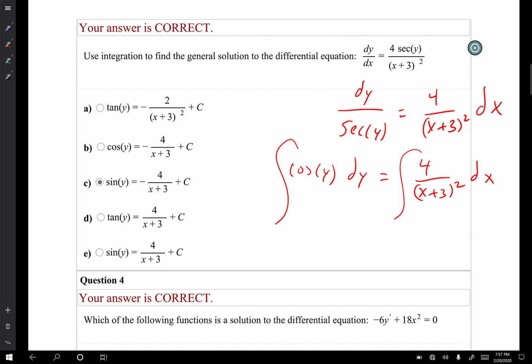Antiderivative of cosine y is sine y. Not negative, positive, because the derivative of sine is cosine y, see? Equals, and the antiderivative of that, we said a negative 4 over x plus 3. And then I'm going to put plus c. And that's it.